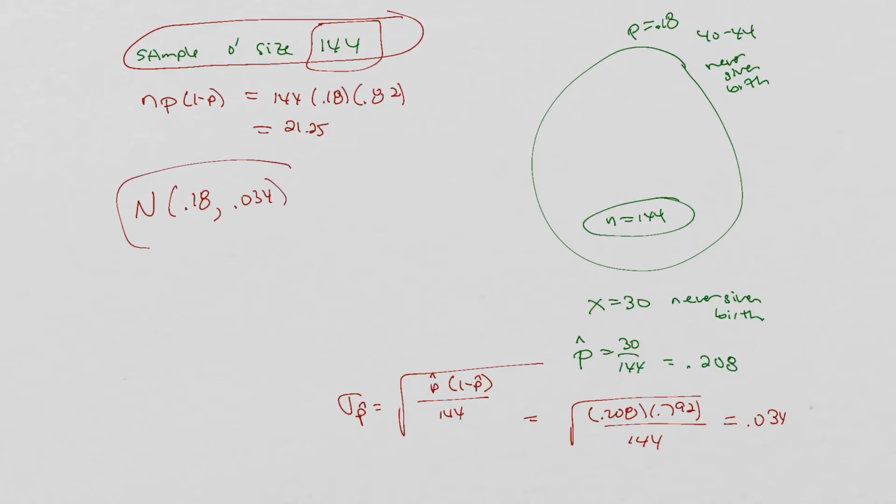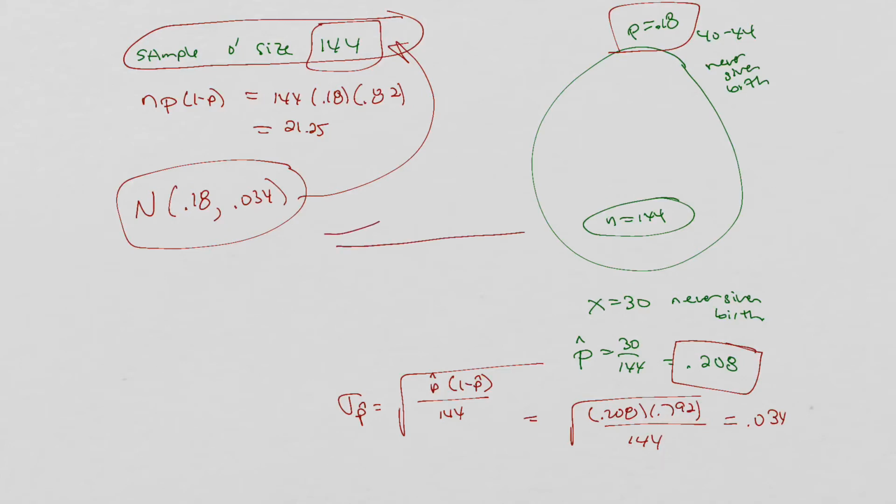So this is what we're going to be using to answer questions about samples of size 144. And the question that we're given is, what's my probability that this sample would occur, assuming that this probability is correct? So in other words, if we have 0.18 here, what's my probability of getting 0.208 or higher?